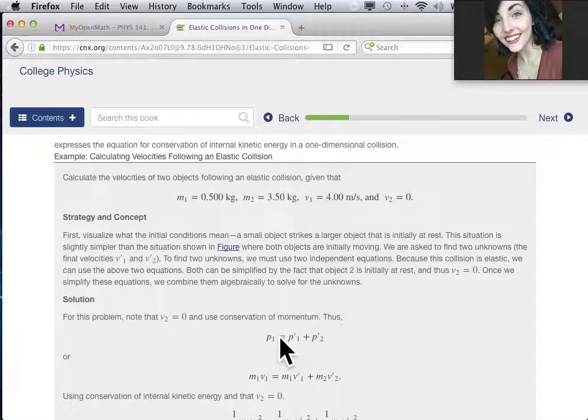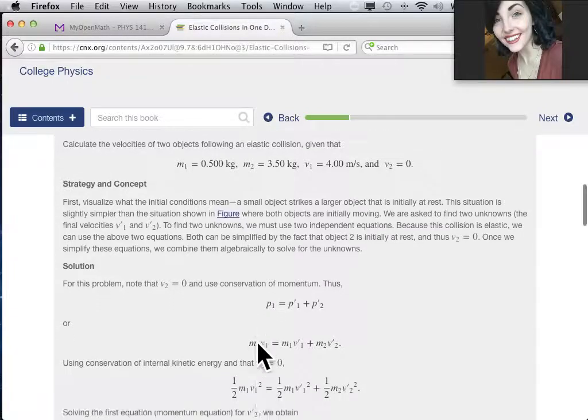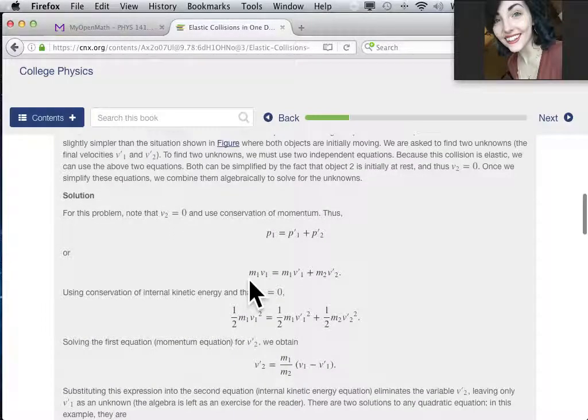But it looks like they're using the prime for the final, which is what I thought they were doing before, which confused me a little bit. So their prime is the final velocities, and their unprimed is the initials. So their first equation is that the initial momentum of block 1 is m1v1, but the initial momentum of block 2 is 0 because the velocity v2 is equal to 0 to begin with. And then these v1 prime and v2 prime are your final velocities.